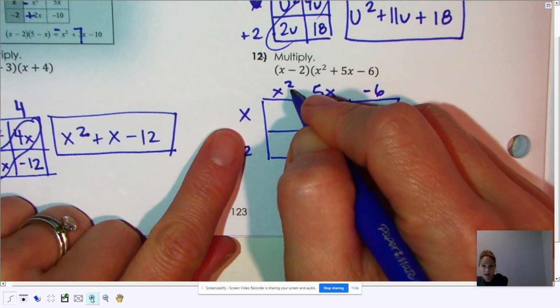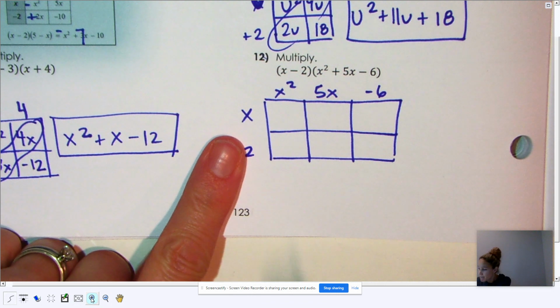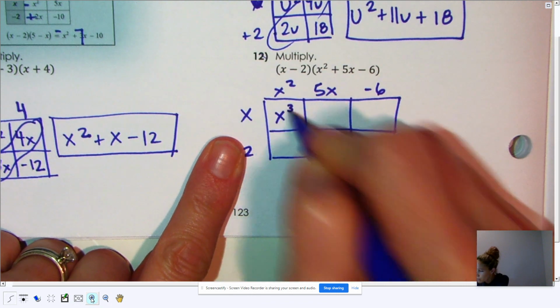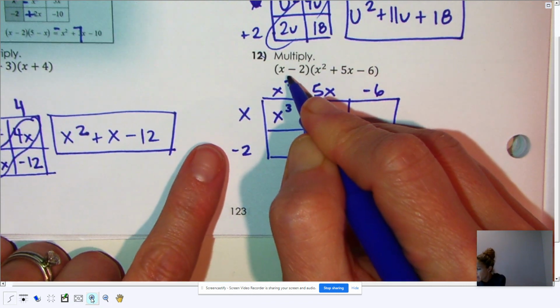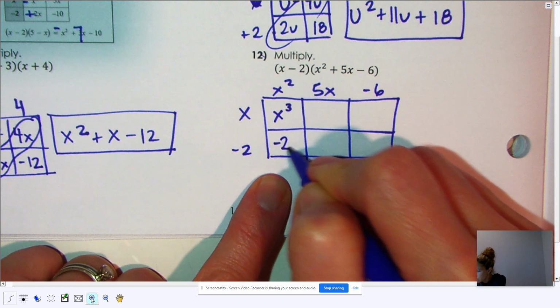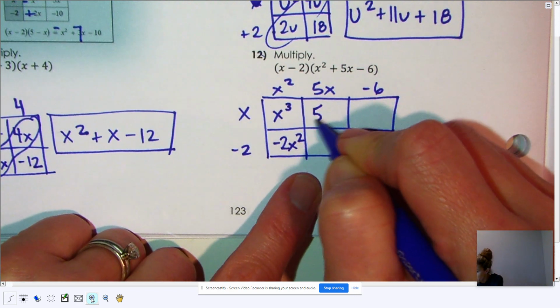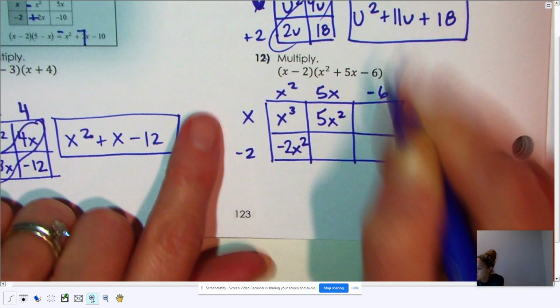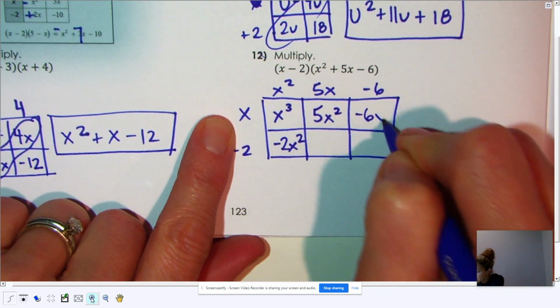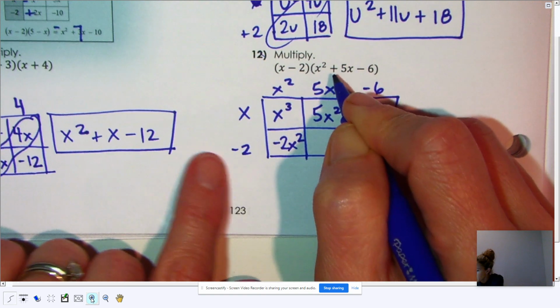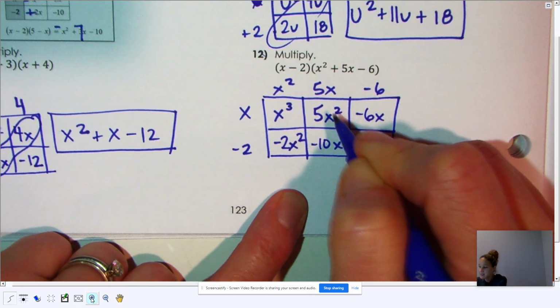If I have x squared and I multiply by another x, that's going to give me x cubed, or x to the third power. X squared times negative 2 is negative 2x squared. 5x times x is 5x squared. I guess I'll finish this row. X times negative 6 is negative 6x. I already did that one. Negative 10x. That's the nice thing about these boxes.